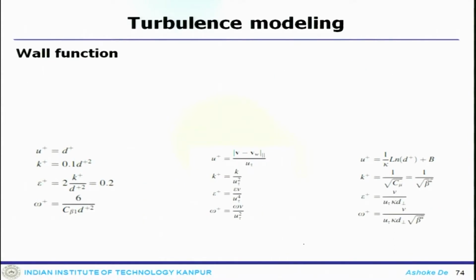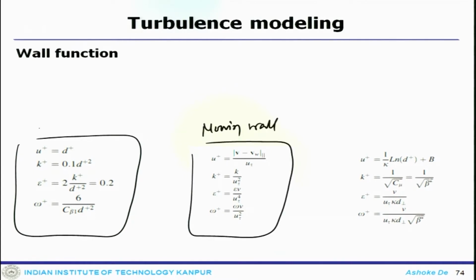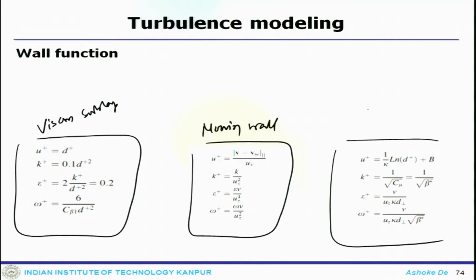Now, for the viscous sublayer, this is how u plus and y plus are connected, and if you have a moving wall, then u plus is connected like that. For k and epsilon, or k and omega, typically this is what is done. So, for two equation models this is how it is done.